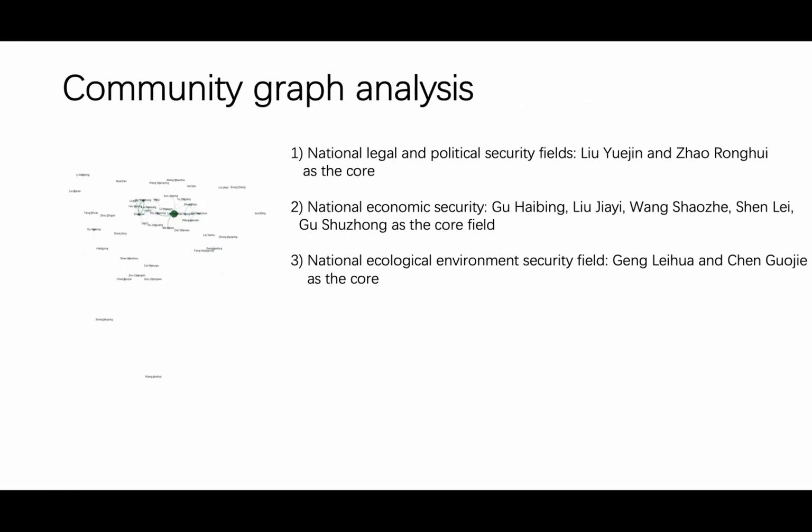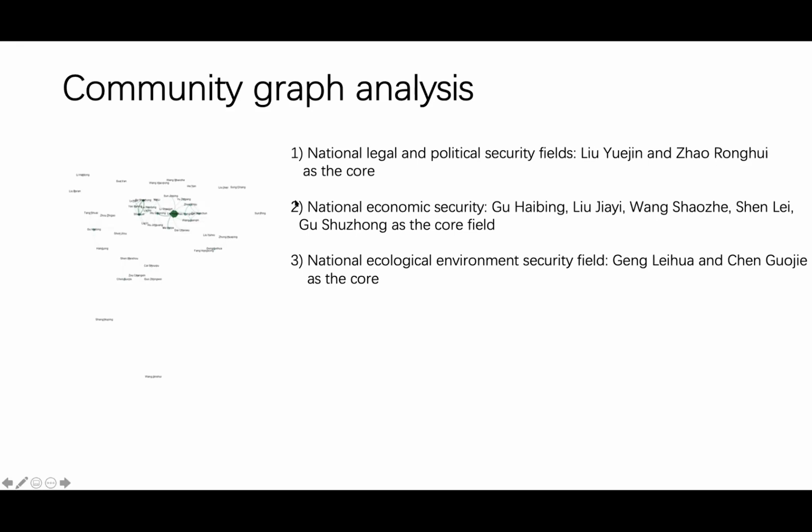Fourthly, I conduct the community graph analysis. I put all the writers' names in the Giphy, and it makes this picture. From this picture, we can see that it has three core fields. Firstly is the national legal and political security field, and in the core, the authors include Liu Yuejin and Zhou Runhu.